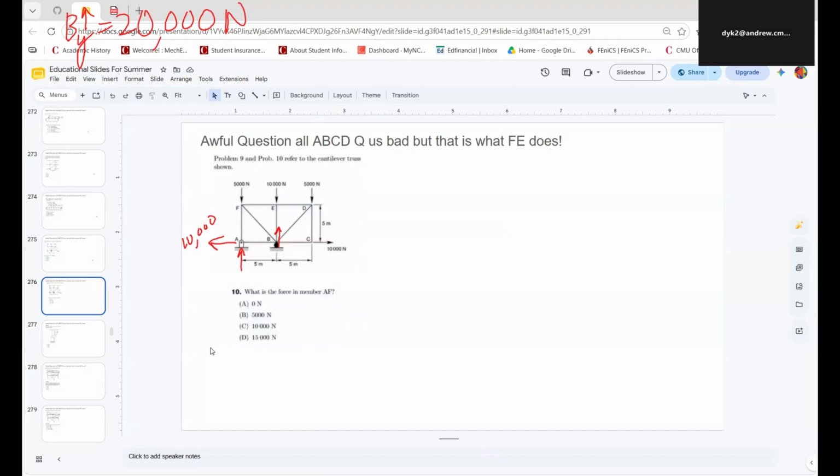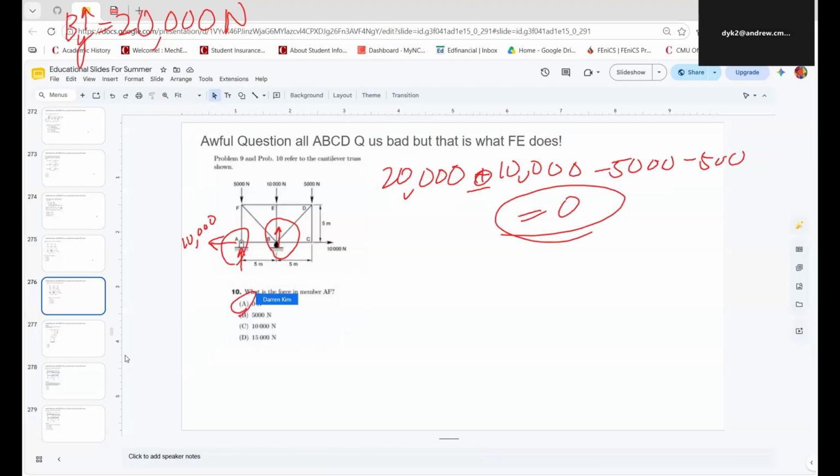But why? It's a good question. Usually there's a fast way to get it. I don't see the fast way. The reason I figured it out was basically 20,000, right, plus 10,000 minus 10,000 minus 5,000 minus 5,000 equals 0. Therefore, there's no other force for here, so it must be A. But there must be a way to do it by inspection, because this is usually by inspection.